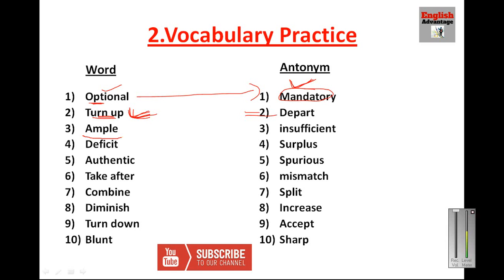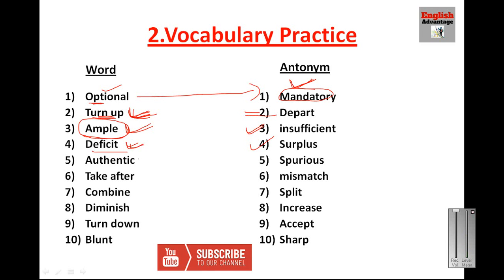Ample: there are ample job opportunities for the intelligent people, for the able people in India. So ample means sufficient. At the same time, insufficient means not ample. Deficit means the loss of something. If something is extra, it's called surplus.